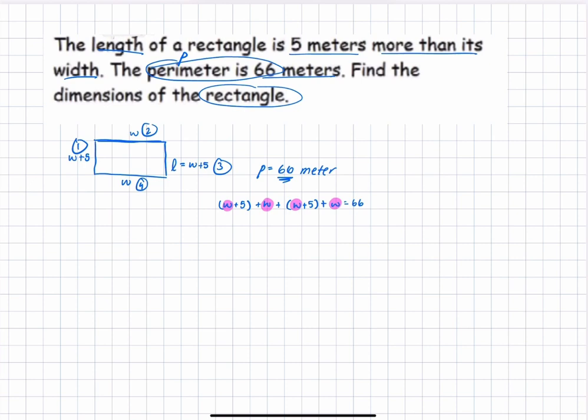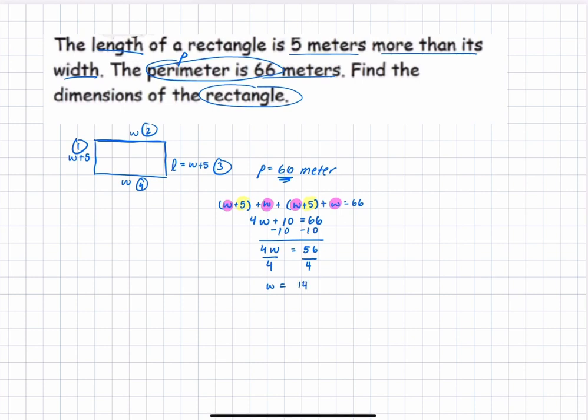So this would be 4W plus, and we have the like terms here, so 5 plus 5 is 10. So plus 10 equals 66. And then subtract 10 on both sides. We get 56 equals 4 times W. And then what we do is divide by 4 on both sides, to isolate the W, and we get W equals 14.